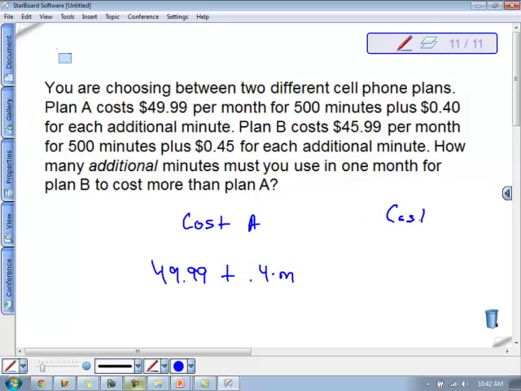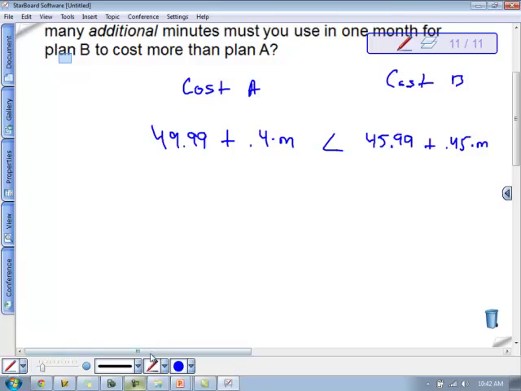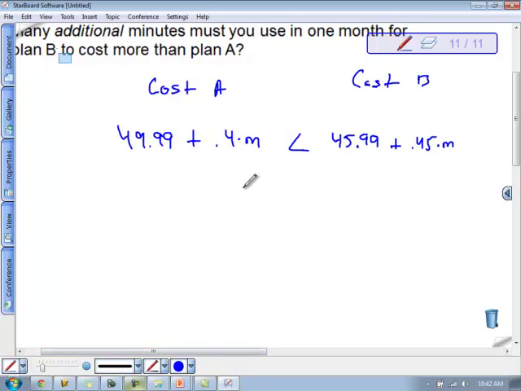Now the cost for B is $45.99 every month, plus an additional 45 cents per minute. And how many additional minutes must you use in 1 month for plan B to cost more than plan A? So we want plan B to cost more, so we're going to put a greater than symbol here. Plan B being greater. And we're going to solve for how many minutes we would use so that plan B costs more. So this is the inequality we set up. We just need to solve it now.